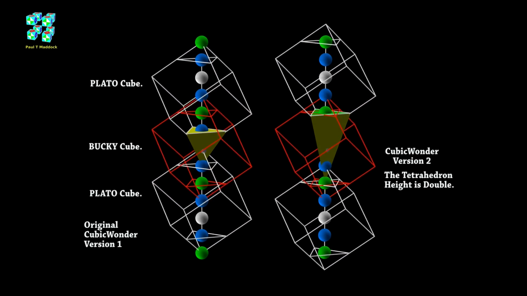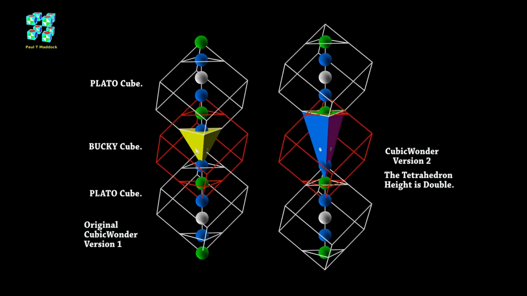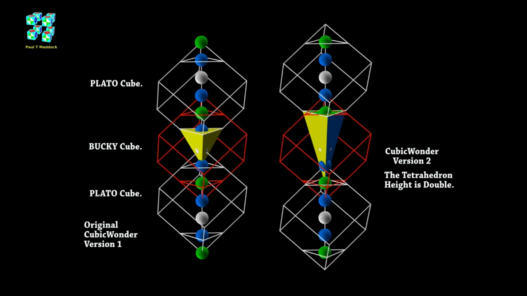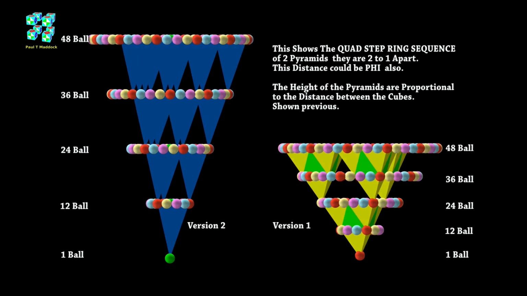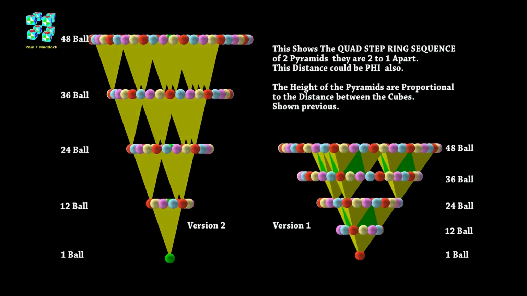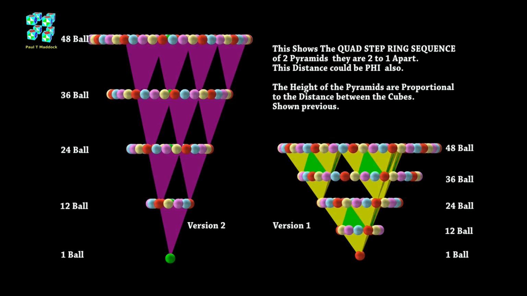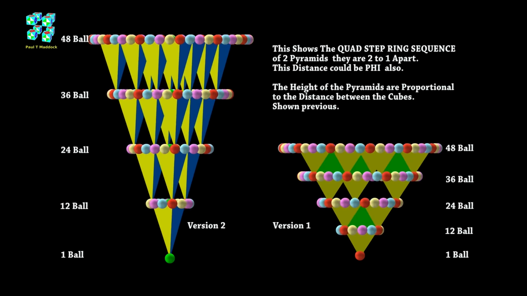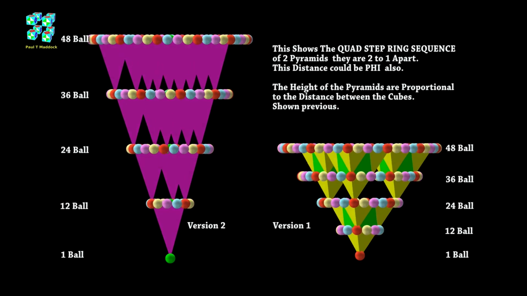But if you study the outlines of the cubes, the Bucky cubes and the Plato cubes, the geometry is perfectly symmetrical. The distance between the cubes is very important, and I've put a little animation together to show this. Now I'm showing the two versions, version 1 and version 2, and I'm also showing quad step ring sequence. Quad step is another discovery of mine that's been given the cold shoulder. Version 2 is exactly double the distance, double the height of version 1.